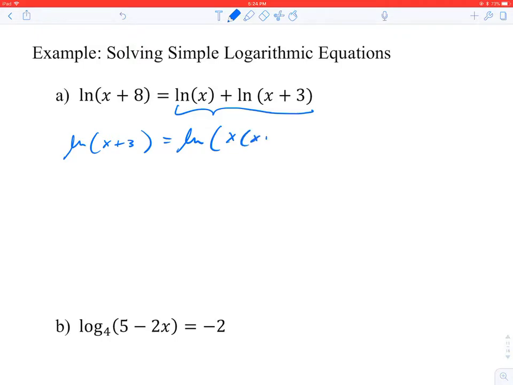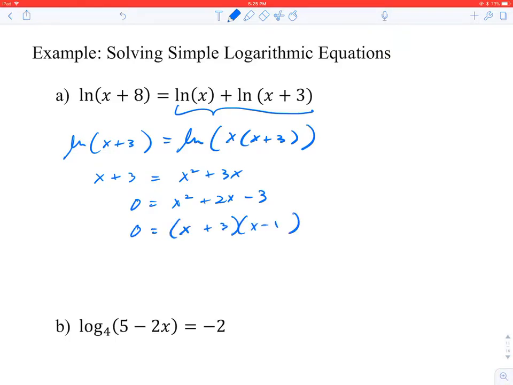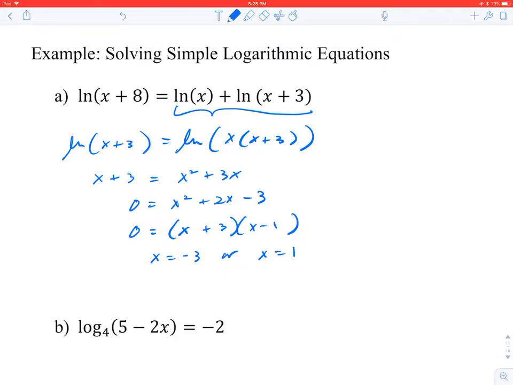So as the natural log of x times x plus 3, right? If we have a sum of logarithms that have the same base, we can rewrite it as a single logarithm where we multiply the arguments. And then now by the one-to-one property, x plus 3 has to equal x squared plus 3x. Get 0 on one side of the equation, and that can factor. So x is equal to negative 3 or x is equal to 1.